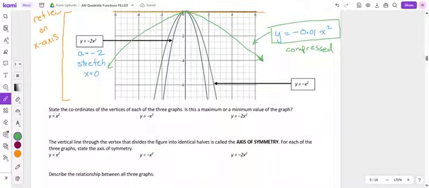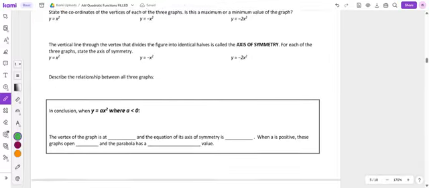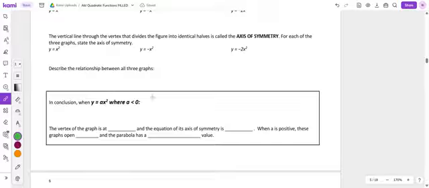So let's go straight into the summary of this because all of this, we've already discussed. So in conclusion, when A is negative, if it says less than 0, we're saying it's negative. The vertex is still at 0, 0. The axis of symmetry is still x equals 0.